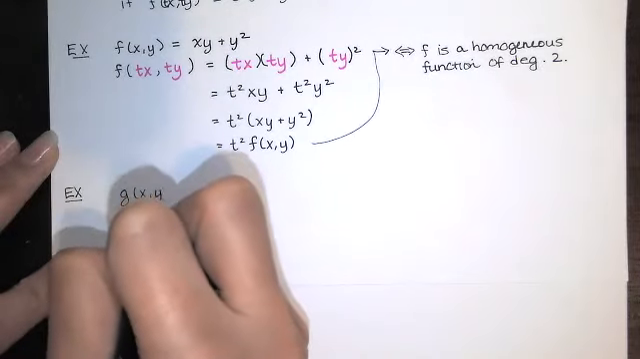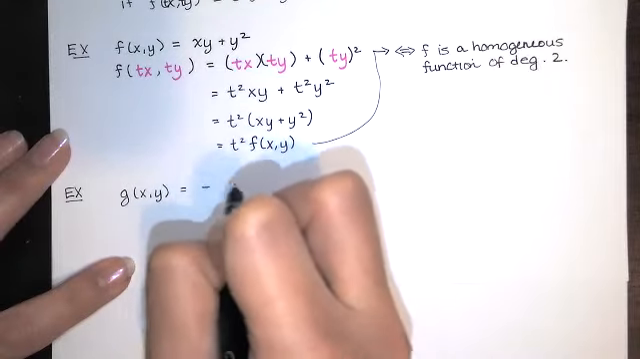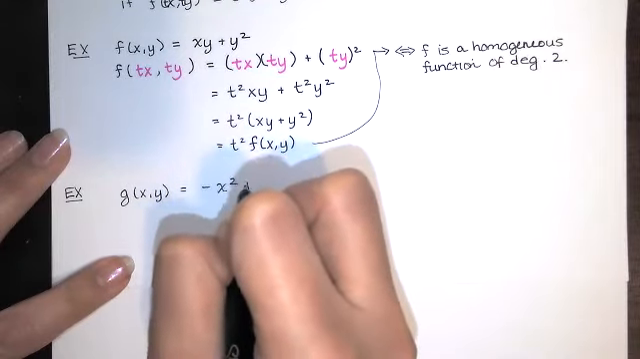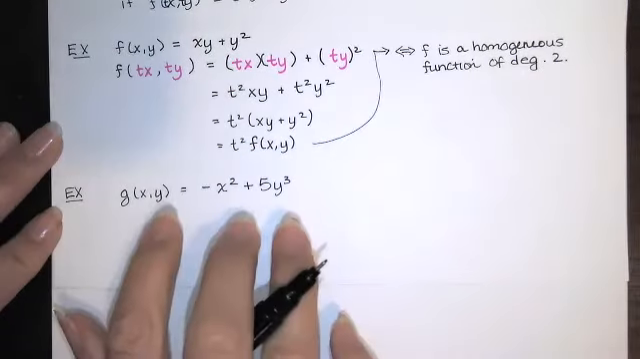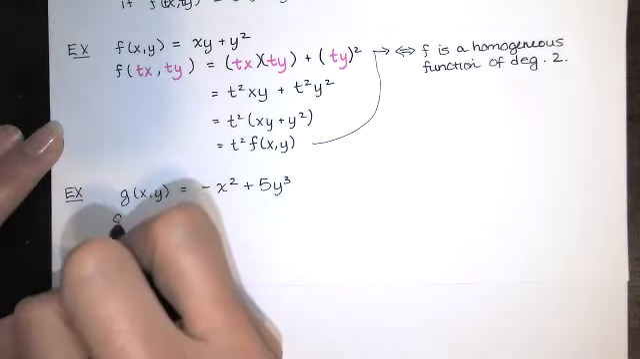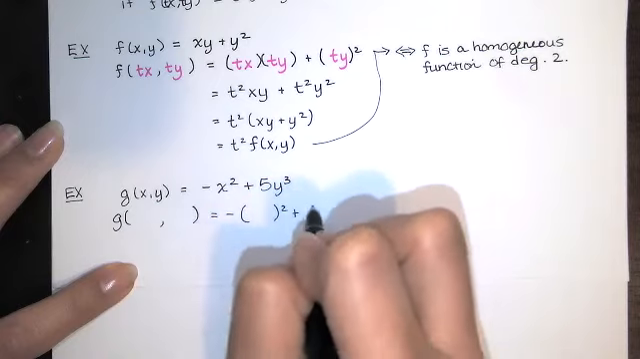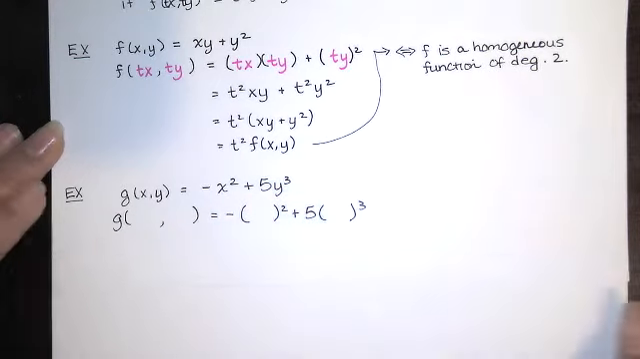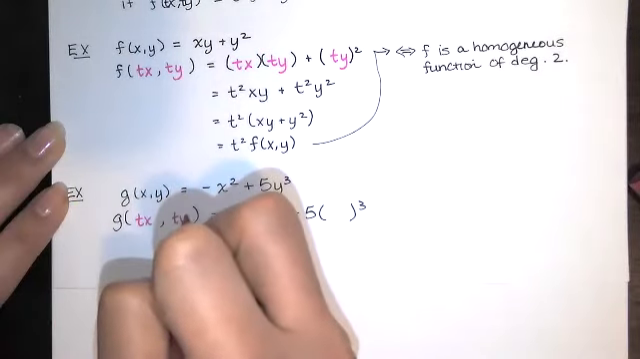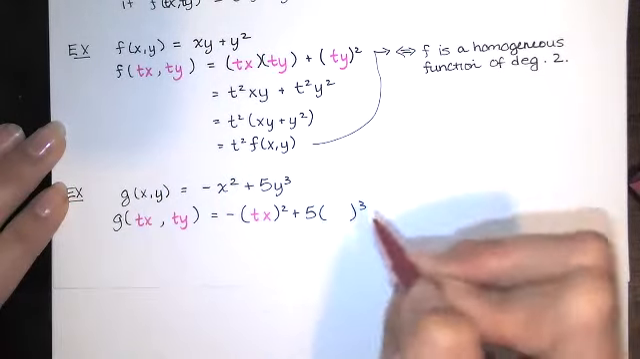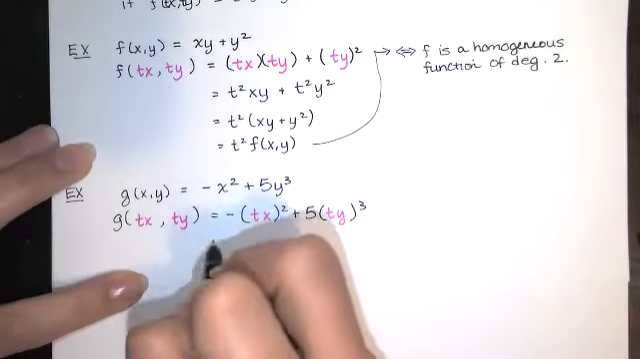Say we've got g of x, y equals negative x squared plus 5y cubed. The question is, is that a homogeneous function? Well, one way I can figure that out is I can just replace x with tx, and I can replace y with ty, do a little bit of algebra, and then we'll see, can we factor out a power of t?